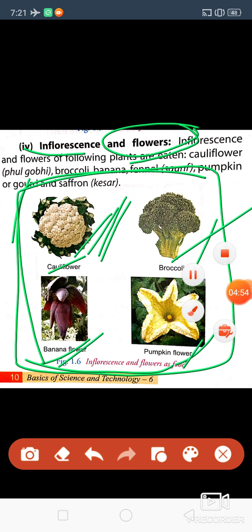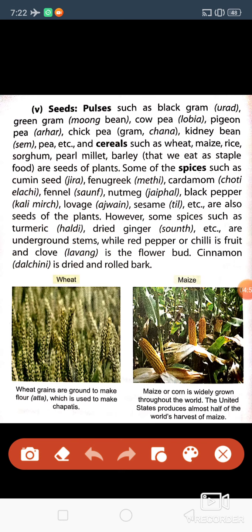Is it clear to you? I hope so. Now the food items which you get from seeds.